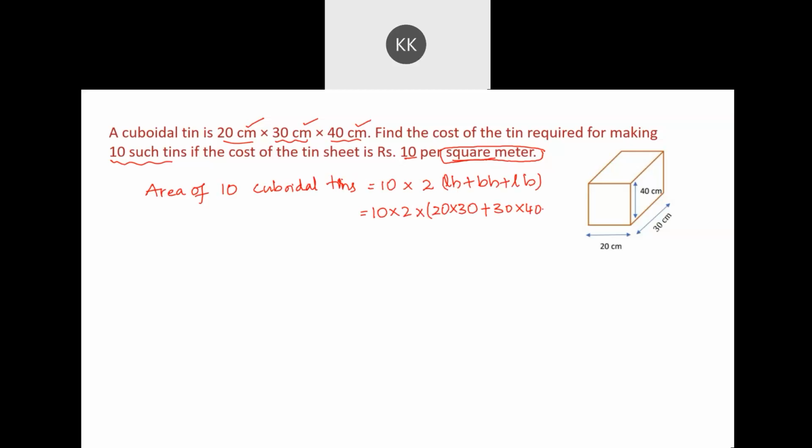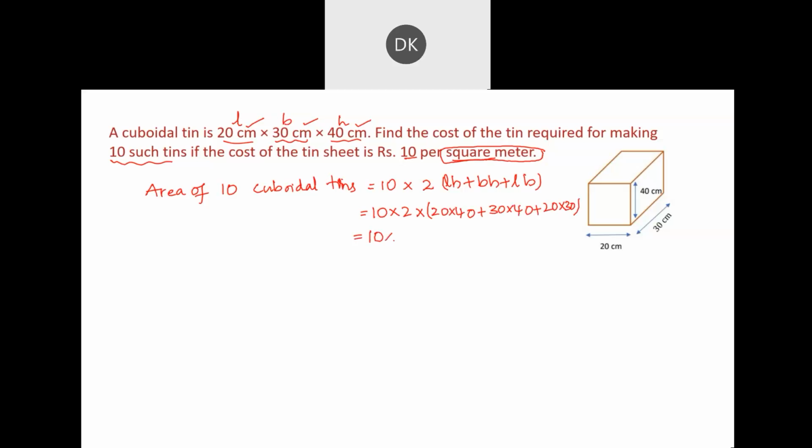So I made a mistake here. What is the mistake? I have written LH here, but while considering I did not take 20 and 40. Yes, sir. You took a breadth instead. Correct. Let me mention over this LBH, then there won't be any confusion. 20 times 40 plus BH is 30 times 40 plus LB, 20 times 30.